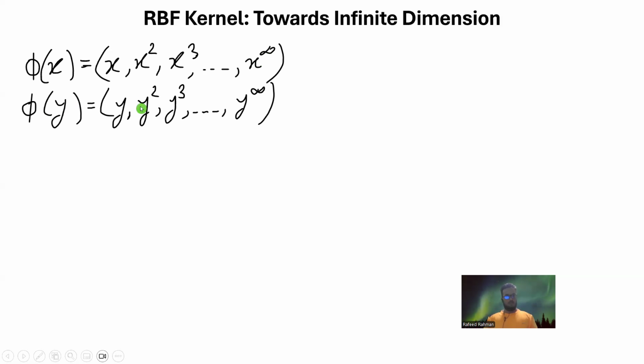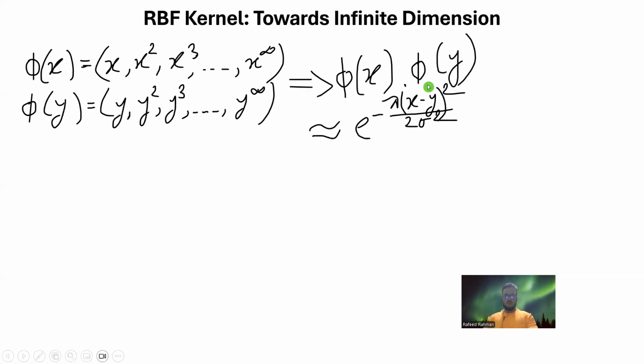And similarly for Y. Now, if we apply phi X dot phi Y, I am going to show you that it is actually equivalent to something like this, which is basically e to the power minus gamma into x minus y whole square divided by 2 sigma square. Now gamma and sigma are two parameters of the RBF kernel. You can tune them according to your necessity.